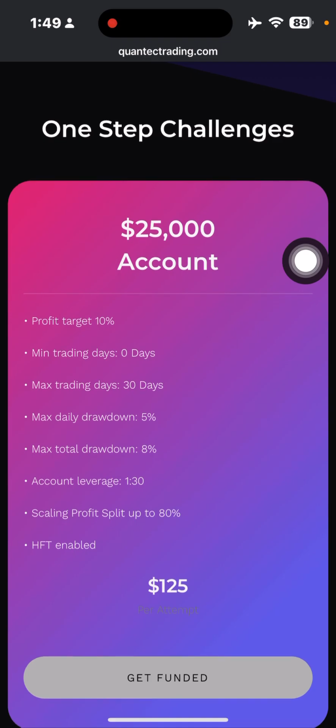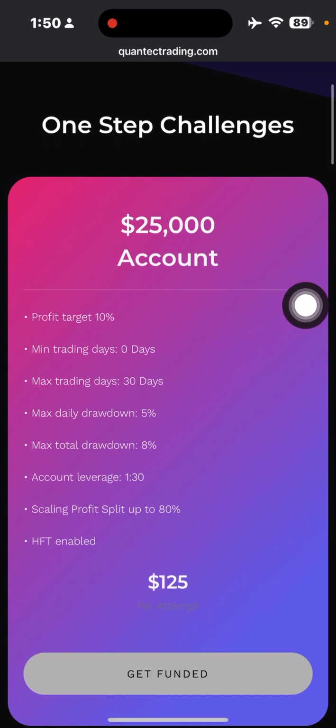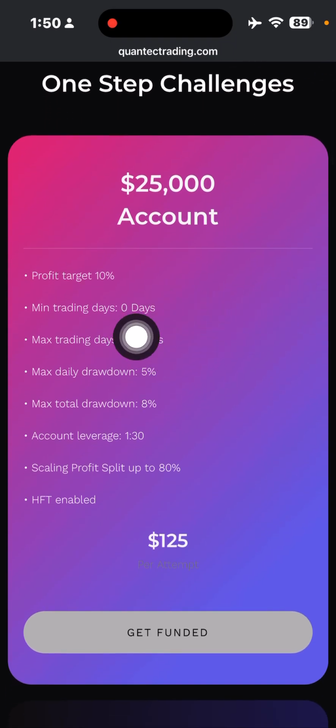Now, they will give you a target that you are supposed to make 10% of this $25,000, which is $2,500, and there are no minimum days. What I mean is that Quantec is not giving you a minimum number of days to trade. Some people will tell you that you must trade for 5 days before you qualify, and they have a maximum of 30 days.